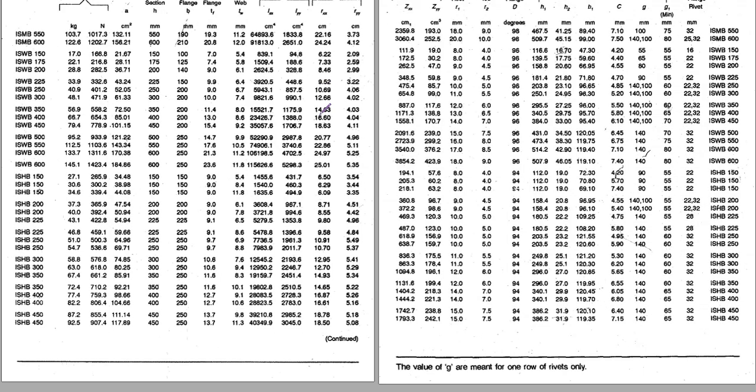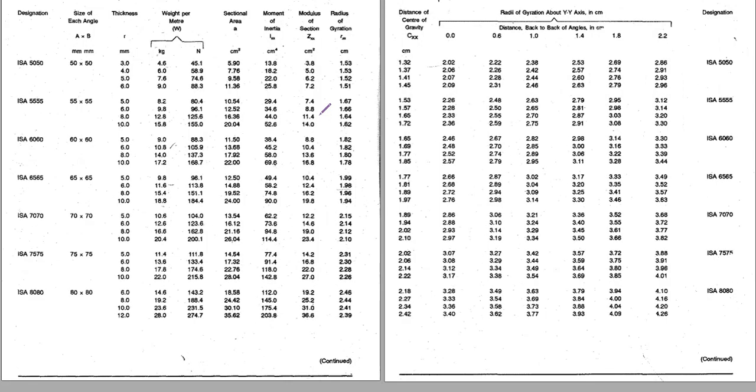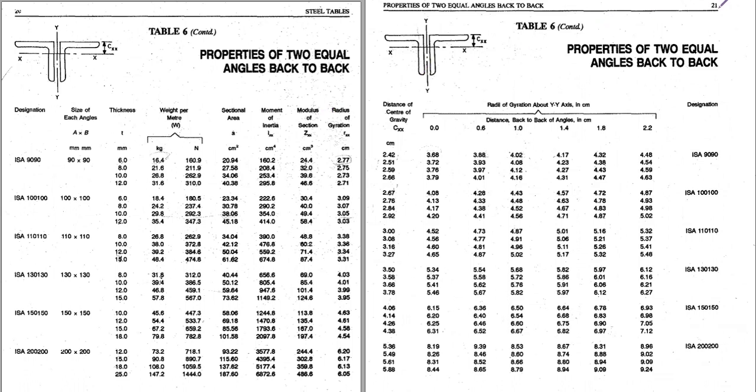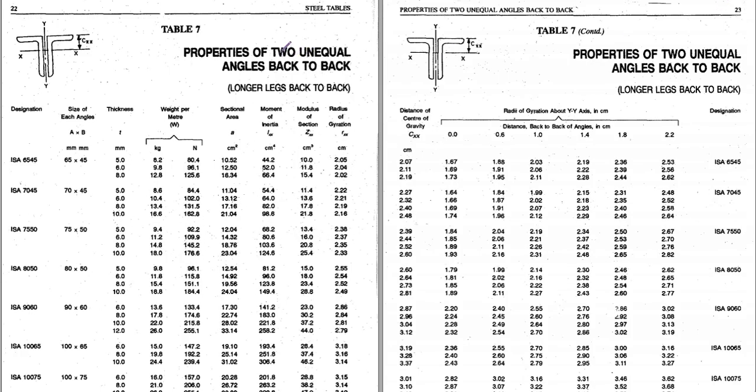Page number 22. Properties of two unequal angles back to back. That means this is the figure, the arrangement. Here I have to look for ISA 90 cross 60 with a thickness of 8 millimeter for our question. That means this one, ISA 90 cross 60 cross 8. So this one, no?